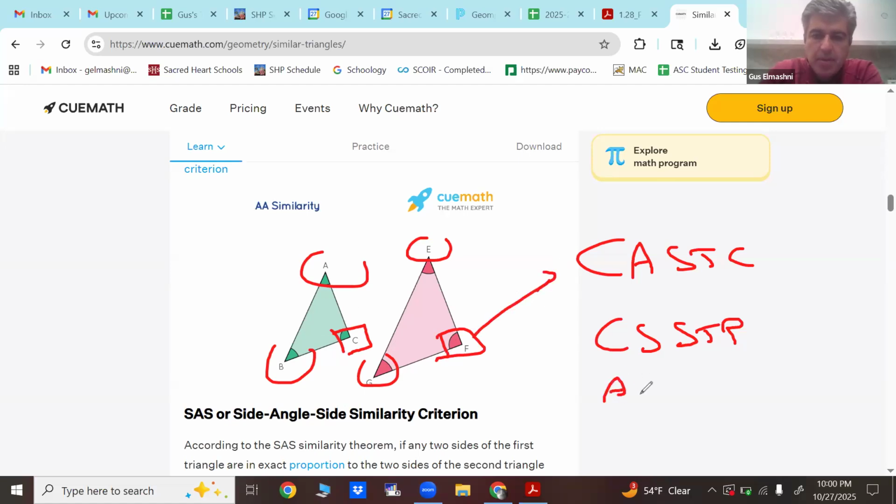Or AB to EG is the same as the ratio of AC to EF. Then of course we're using that one right there, CSSTP. So that's what's going on. And yeah, that's the proofs that you need, or sorry, the theorems or the reasons you need to know for our proofs.